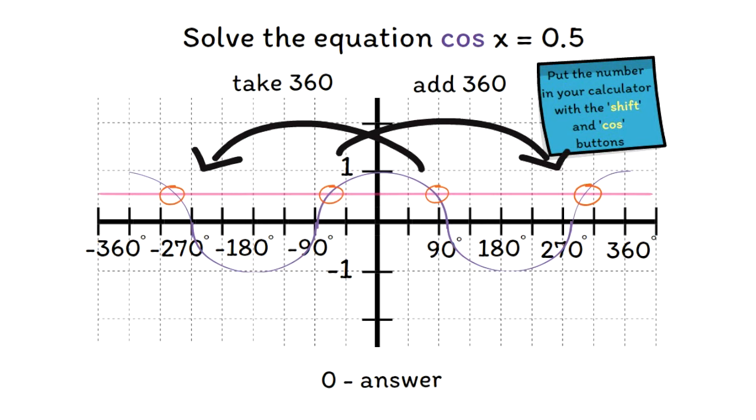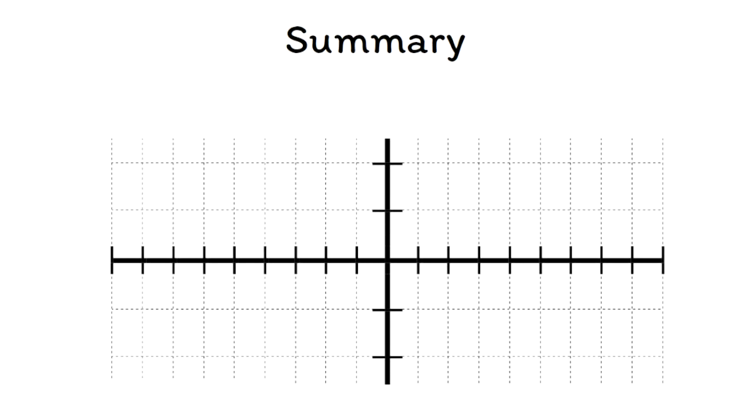For your tan graph, it's even easier because it just repeats every 180. So add 180 to the first point you get and just keep going up or down until you reach the parameters that they've given you. Okay, that is it. Well done. Let's have a quick look at the summary.